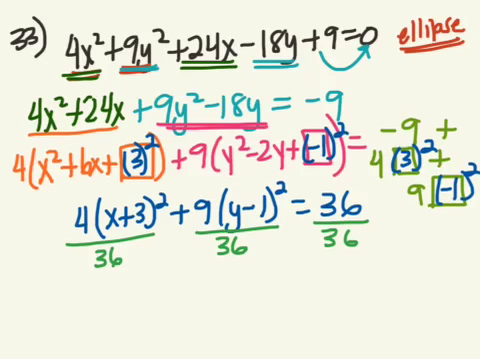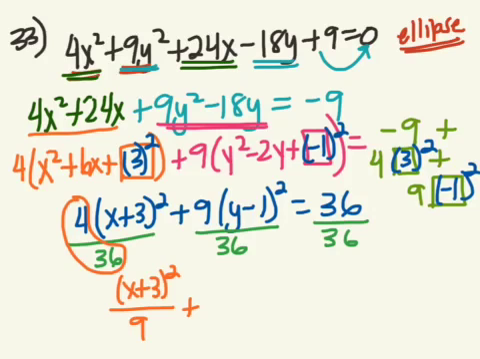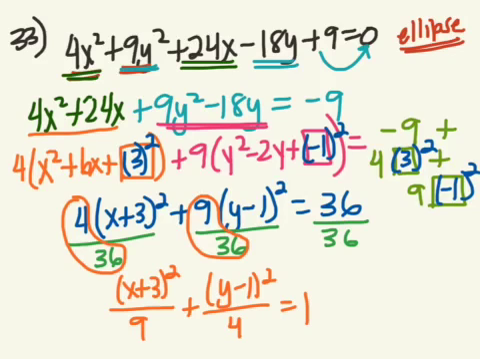Reduce. Again, we're just looking at reducing the numbers that are out front. So 4 over 36 reduces to 1/9. So we have x plus 3 quantity squared over 9 plus 9 over 36 reduces to 1/4 is equal to 1.